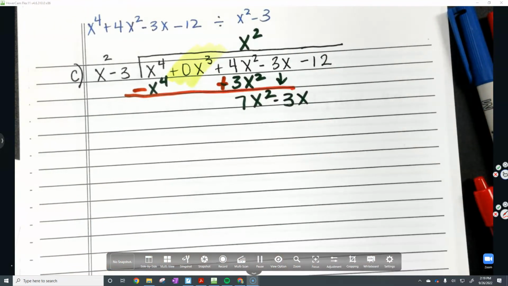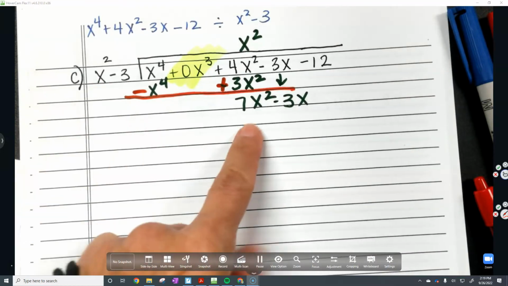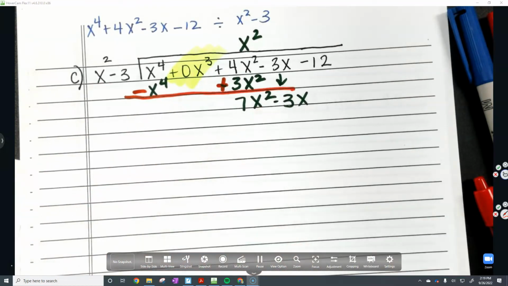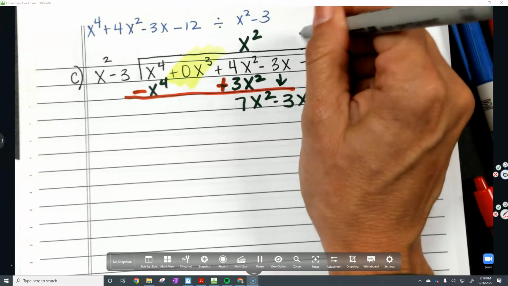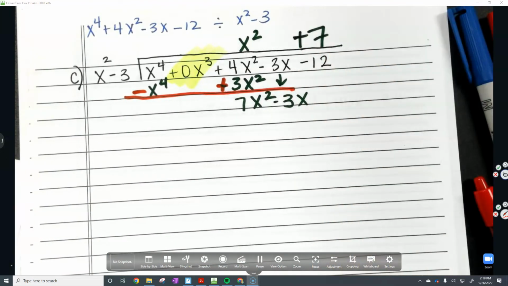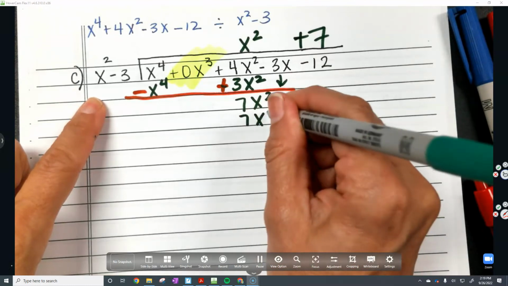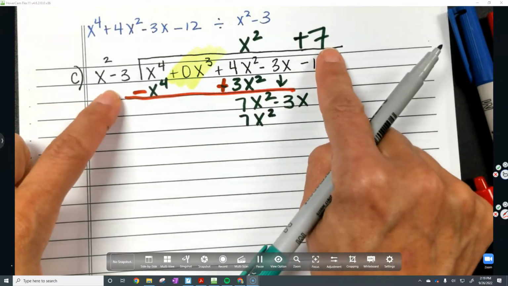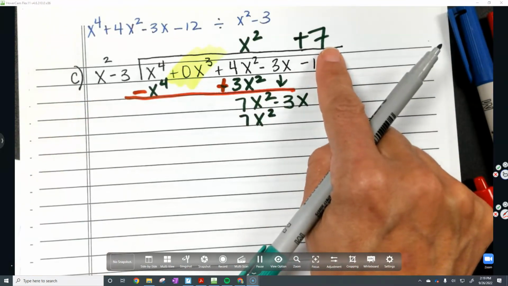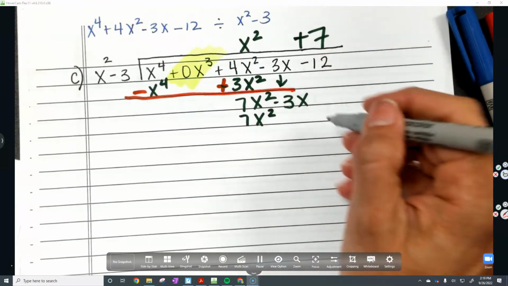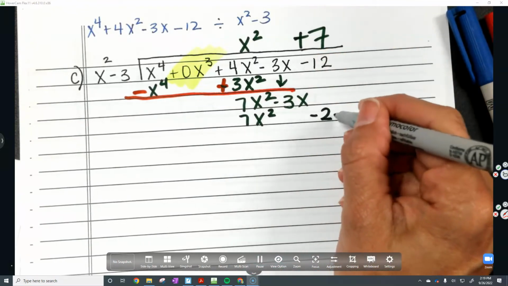And there's only one thing I need to do. How does x squared turn into 7x squared? Just times 7, right? Plus 7, but put it way over there above the constant. All right, let's distribute. So that's going to be 7x squared. Ooh, y'all, 7 times the negative 3 is a constant, a negative 21. So move it over. Keep everything lined up.